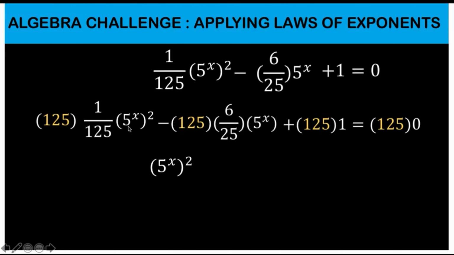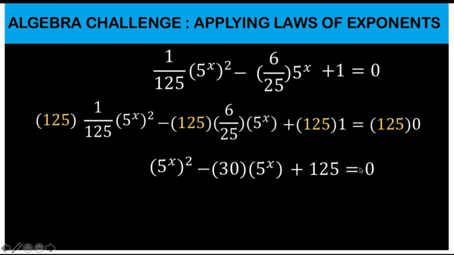So the first term is now simplified as 5 raised to x all raised to the second. 125 divided by 25 equals 5 times 6 equals 30. Then copy 5 raised to x, copy the minus sign. And of course, 125 times 1 is 125 and 125 times 0 is 0. Notice that you have here 5 raised to x and 5 raised to x.